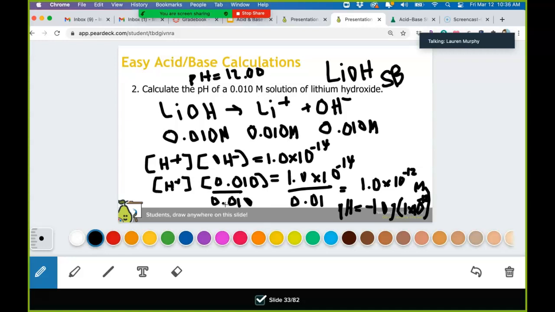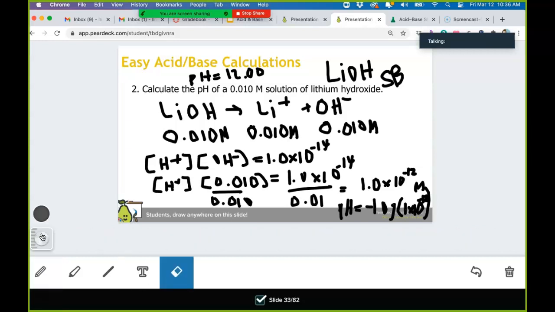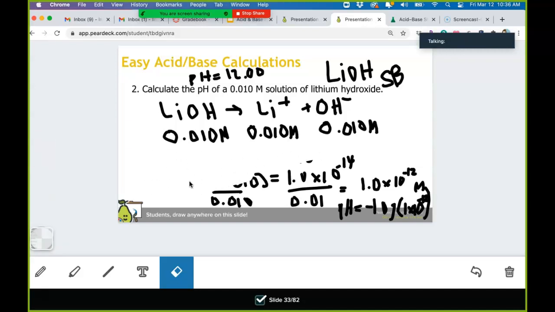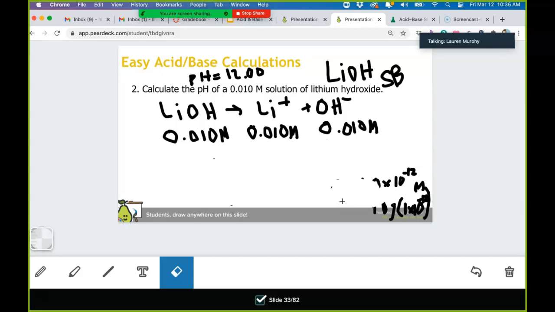There is another way to do this, though. Anybody want to guess? So that's one way. What could I have done instead? If I know OH, could I find pOH? Right? Because pOH is the opposite of the log of OH. Okay, let's do that.